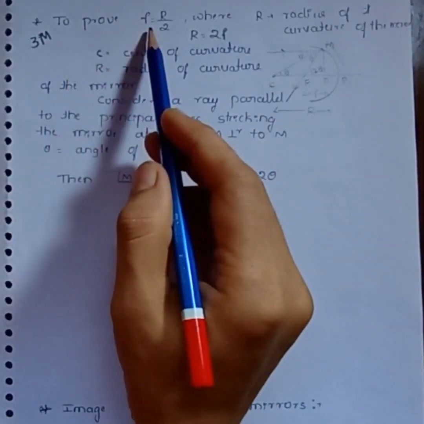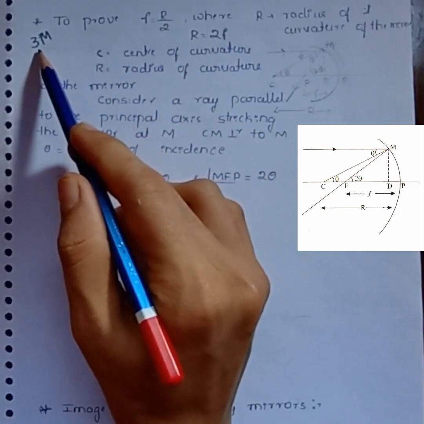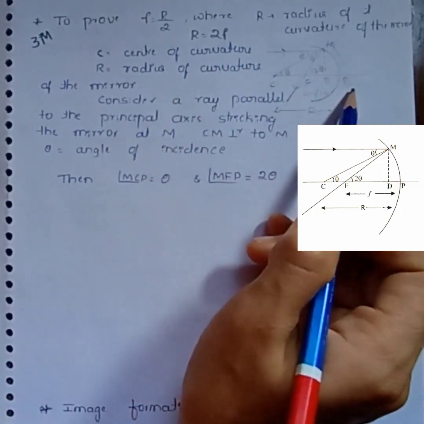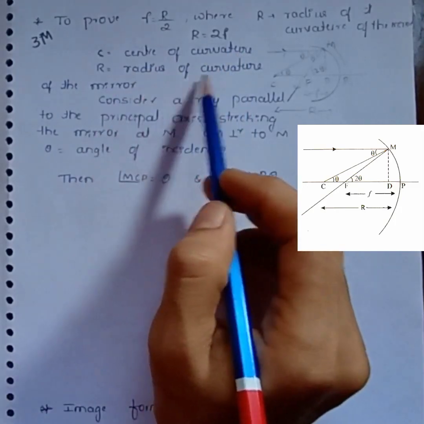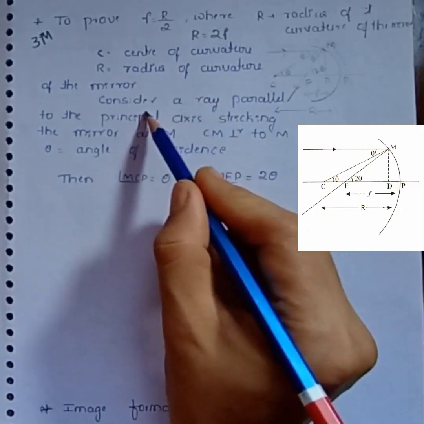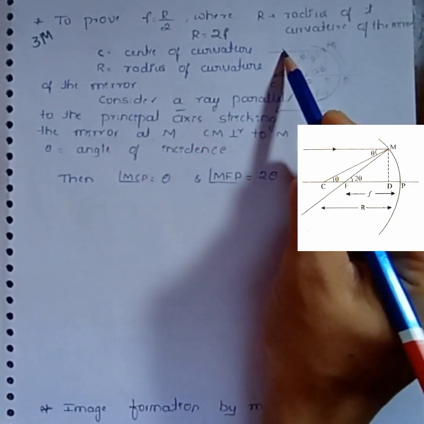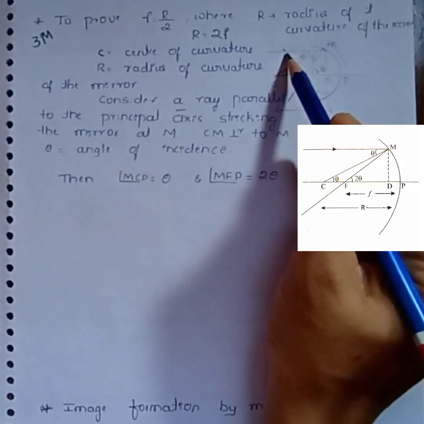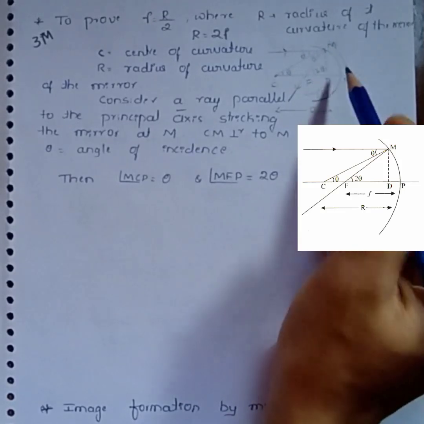Next one is to prove f is equal to R by 2, or R is equal to 2f, and this one is very important for 3 marks. Here M is the mirror, C is the center of curvature and R is the radius of curvature of that mirror. Consider a ray parallel to the principal axis. This one is the ray, parallel to the principal axis, which is striking the mirror at M. CM is perpendicular to the mirror.